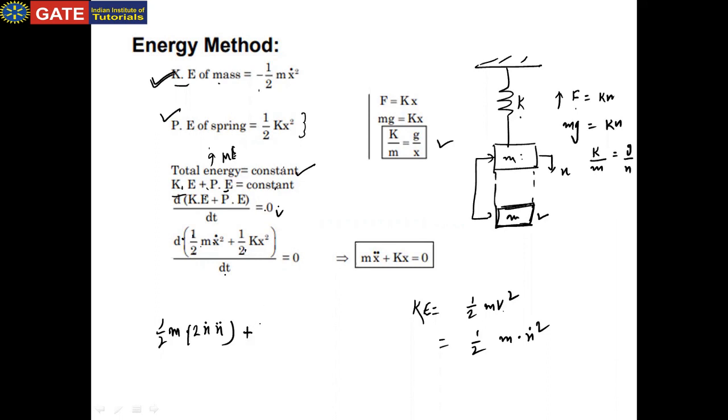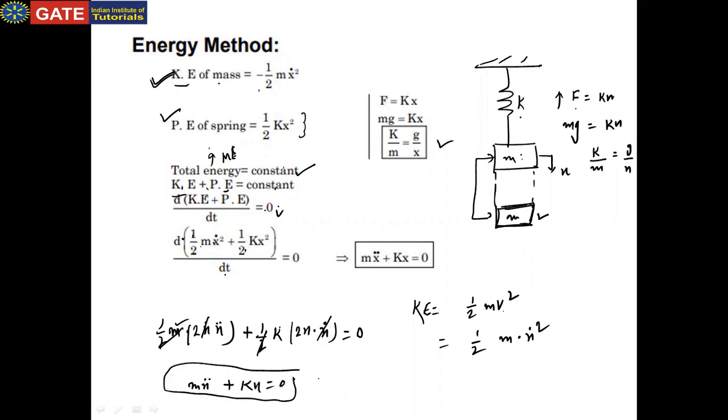And for the second term, it will be 1 by 2 k into 2 into x dot into x. Yes, 2 x into x dot. Yes or no? Agree? Equal to zero. Now you may check, x dot we have here, x dot we have here. You remove it. 1 by 2 m, 1 by 2, not m, 1 by 2, 1 by 2. So you will have m x double dot plus kx is equal to zero. Check.